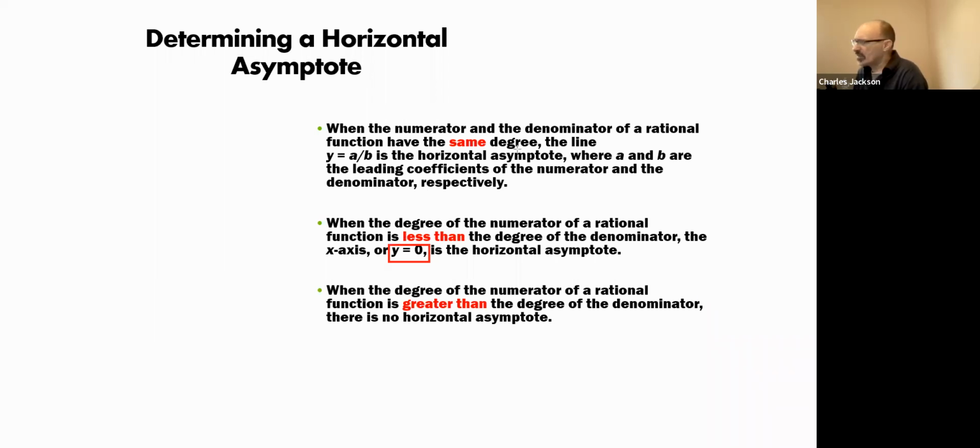Finally, when the degree of the numerator of a rational function is greater than the degree of the denominator, you might have, say, third degree in the top, second degree in the bottom. There just is no horizontal asymptote. So you can see that and do that mentally. So the entire horizontal asymptote problem can be done completely mentally.